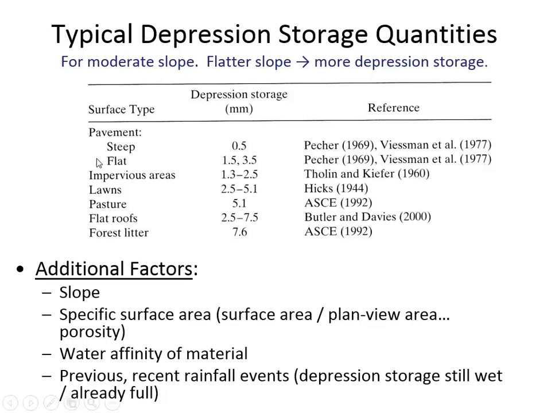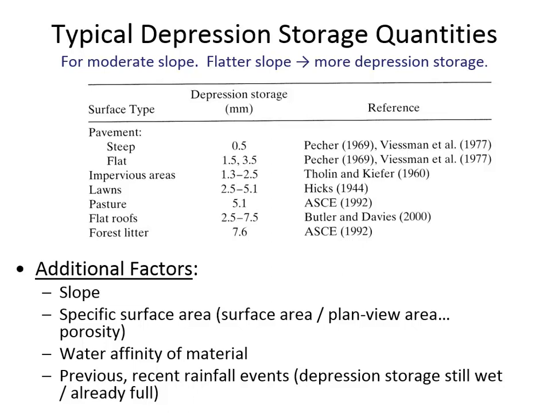So you can also already see how slope is being accounted for. Specific surface area is why flat roofs can have such a wide range in depression storage. When the flat roof has some sort of a granular media on top, then it has a very high surface area relative to its plan view area. Some of these materials have an affinity for water, and it may vary depending on antecedent moisture condition, how many storms there were in the previous few days leading up to a storm in question.